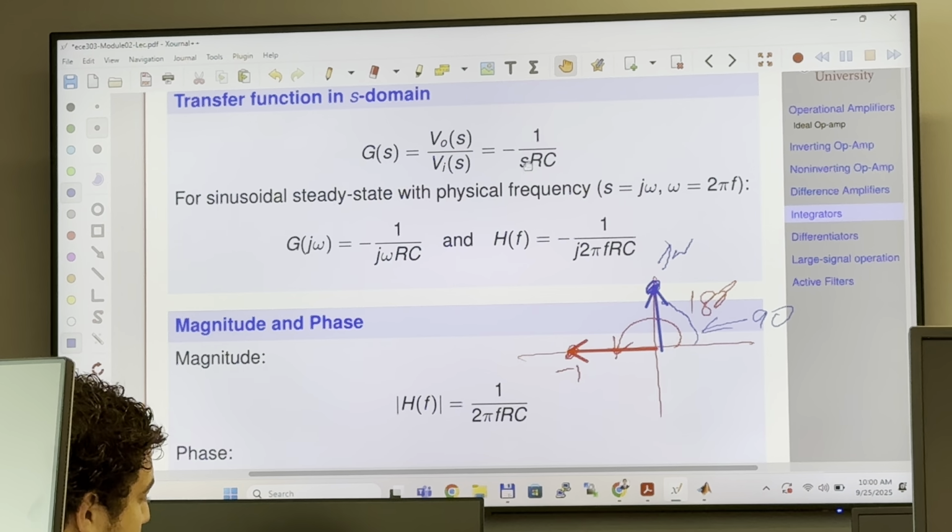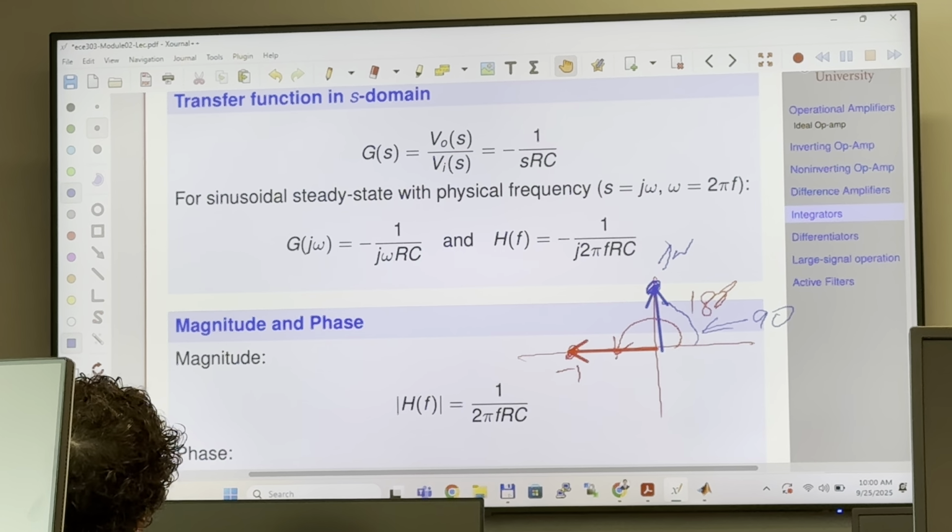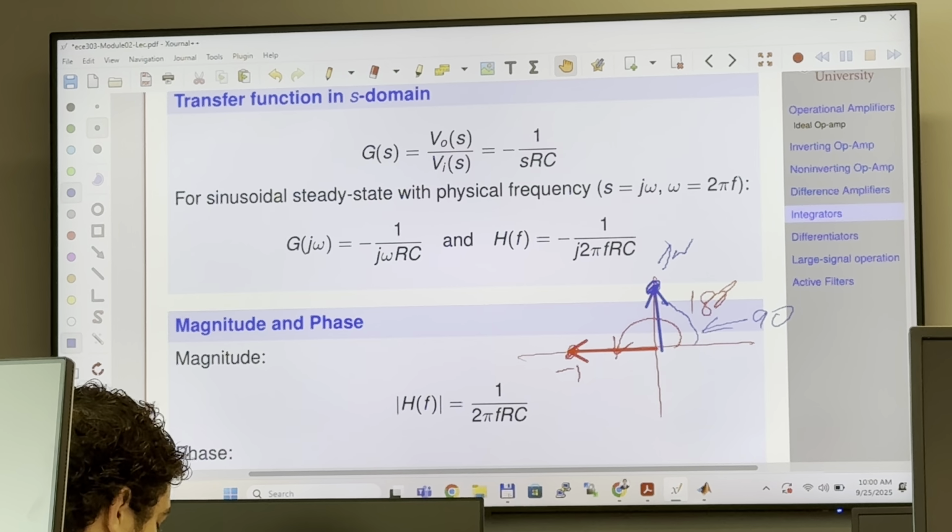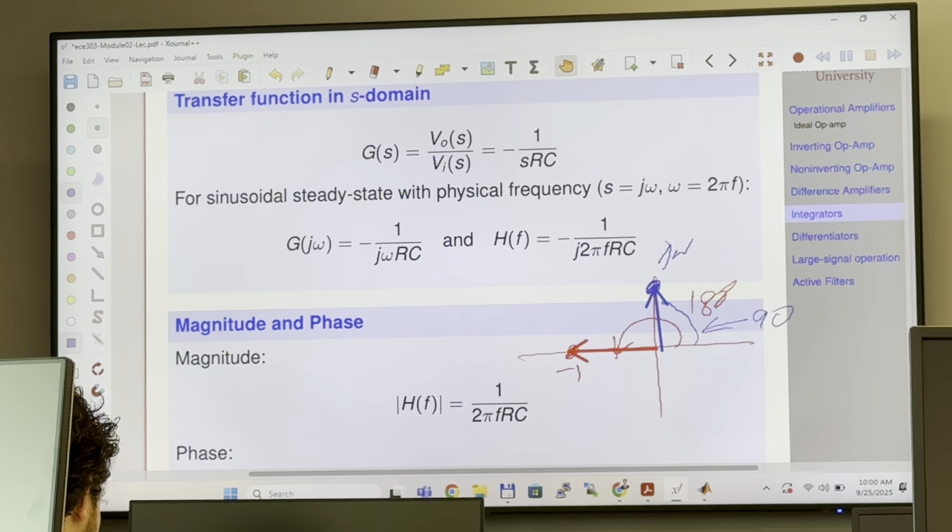You substitute S equals 0. So something over 0 is what? Infinity, right? 0 over 0 is undefined, but something over 0 is infinity. So you have 1 over 0 is infinity, which means that this gain is infinity.